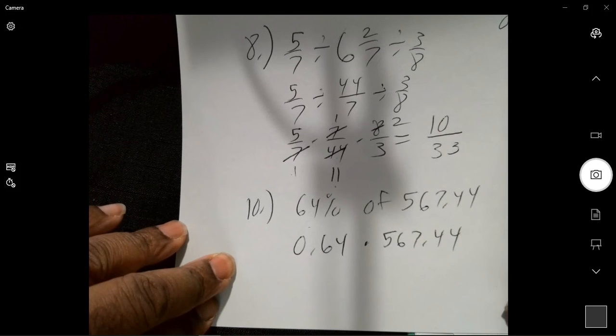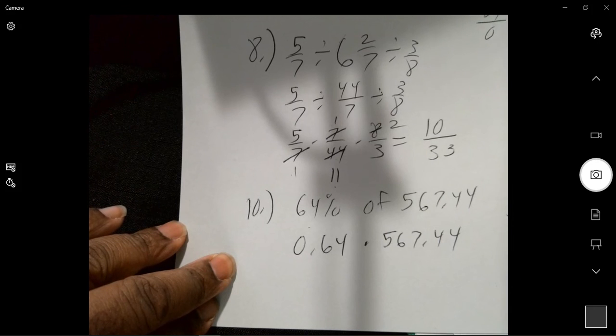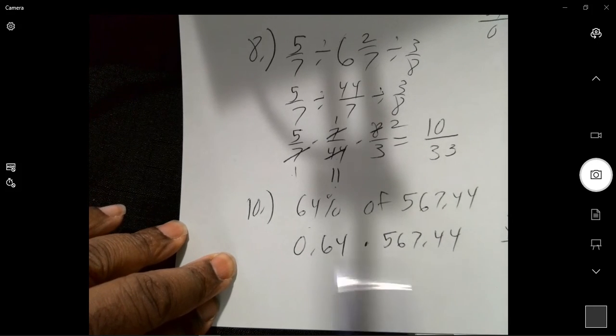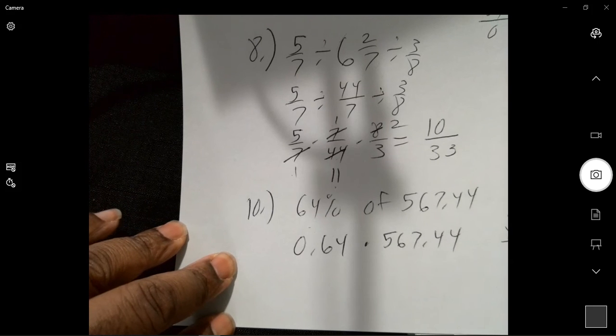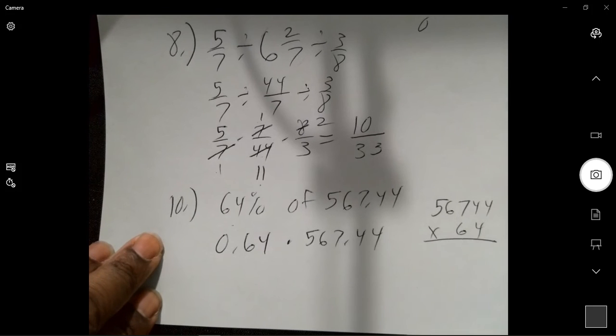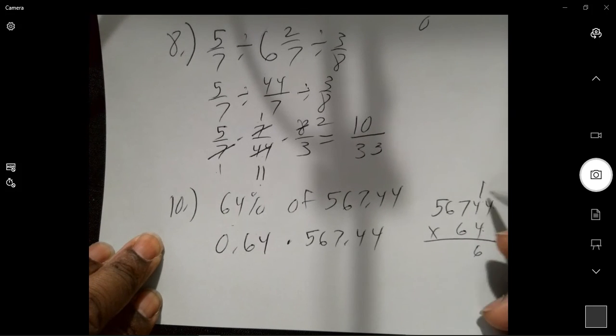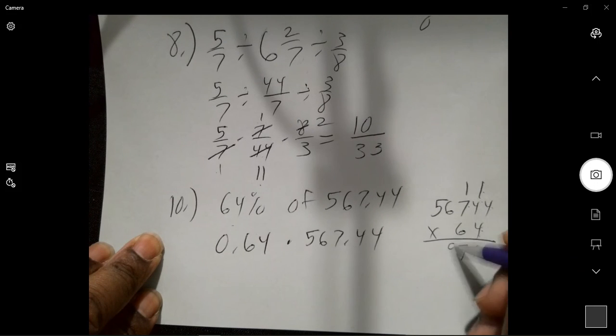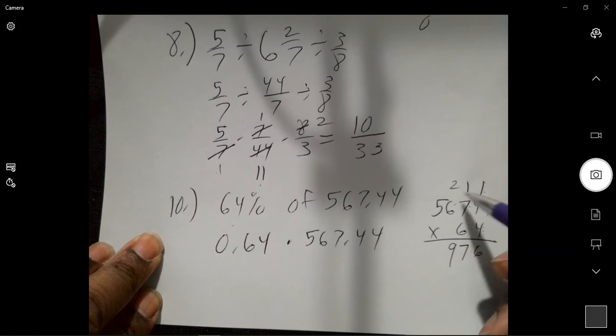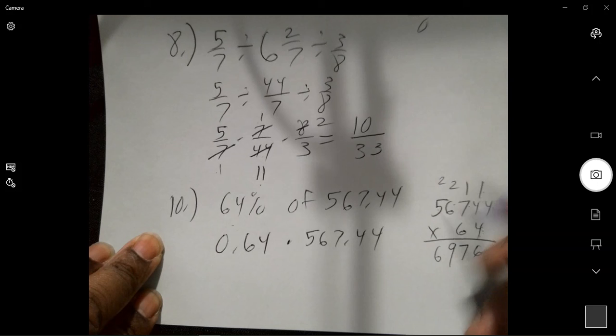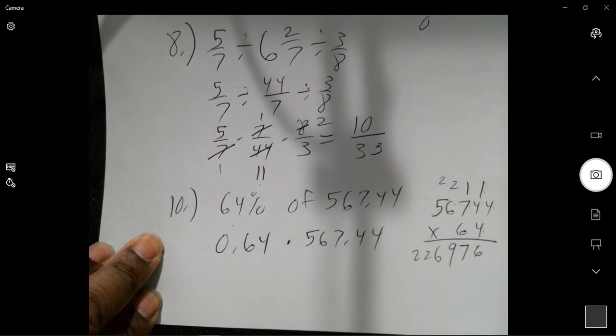So now we would just go off to the side and multiply. Now remember, I told you before that I just drop the decimals, and then I'll do the decimals at the end when we multiply. So we have 4 times 4, which is 16, carry a 1. 4 times 4 is 16, plus 1 is 17. 4 times 7 is 28, plus 1 is 29. 4 times 6 is 24, plus 2 is 26. 4 times 5 is 20, plus 2 is 22.